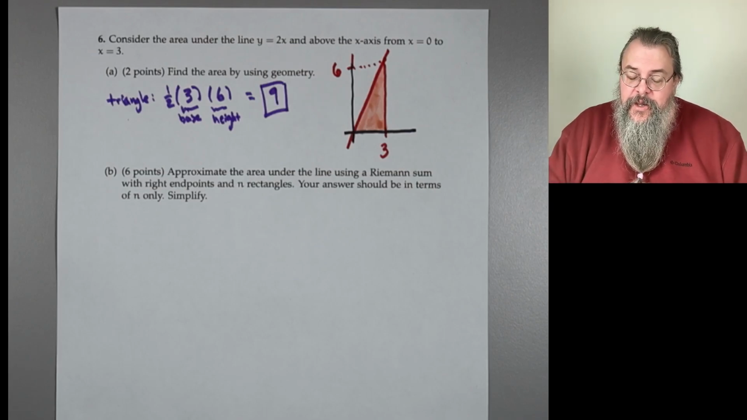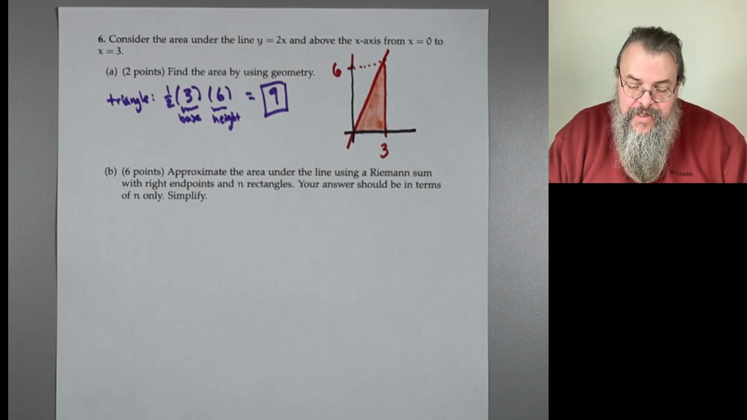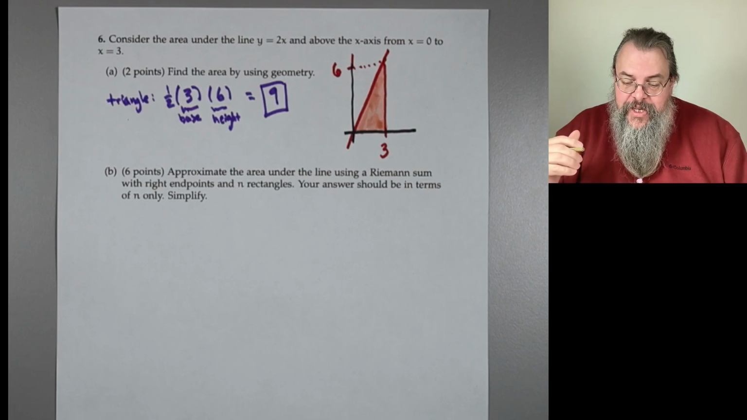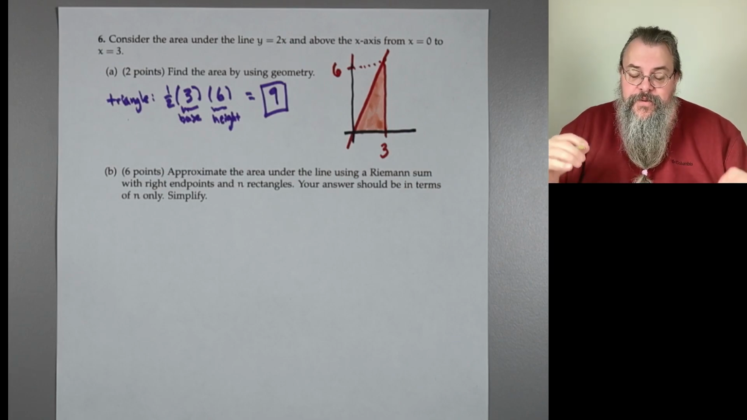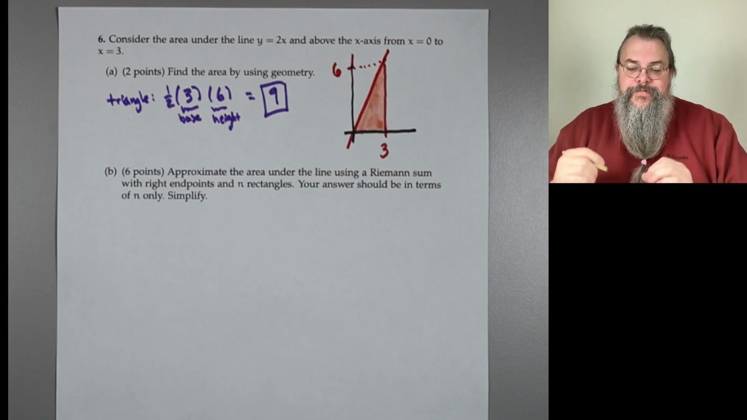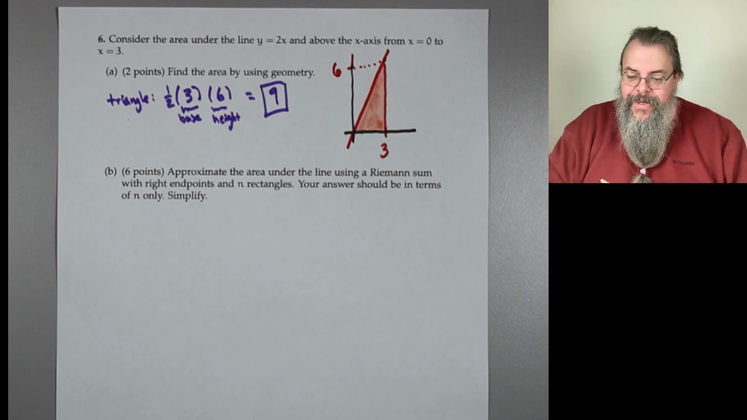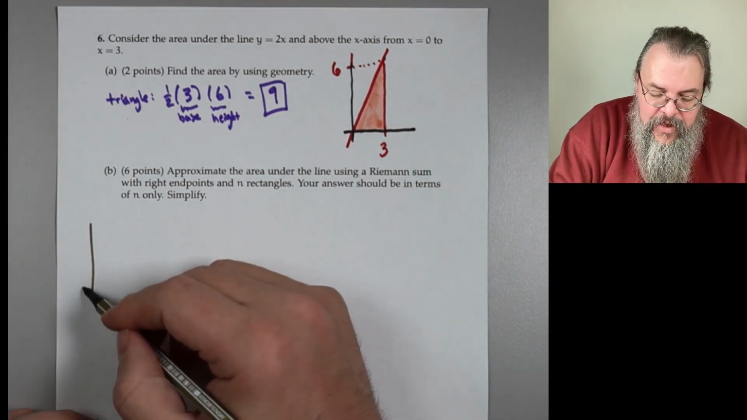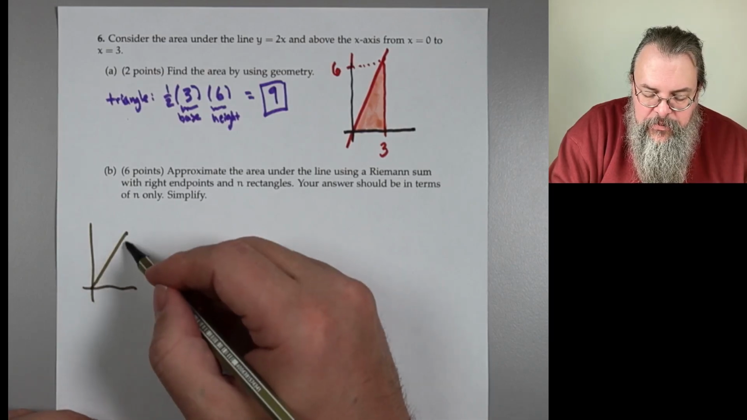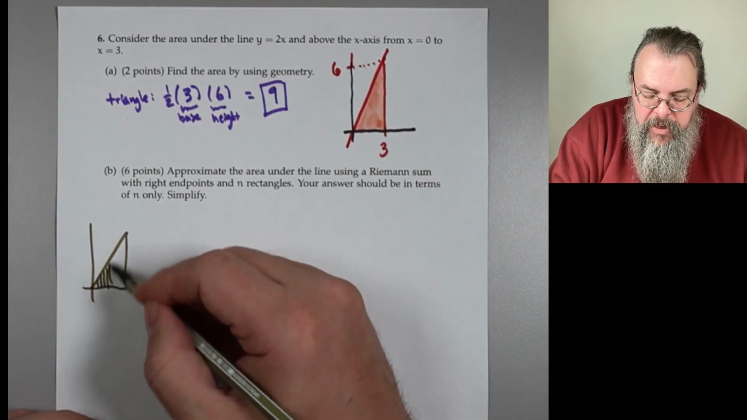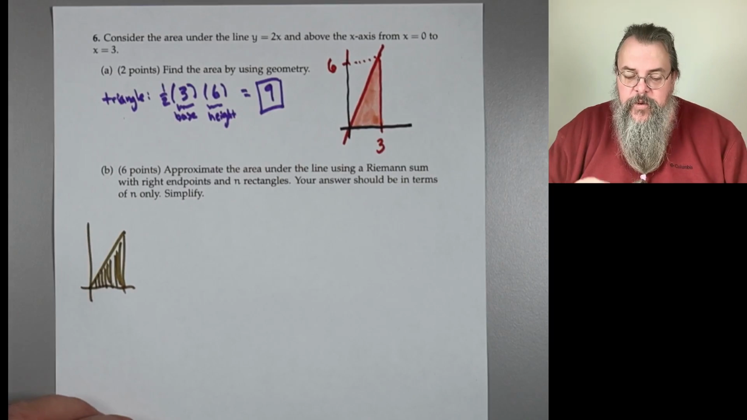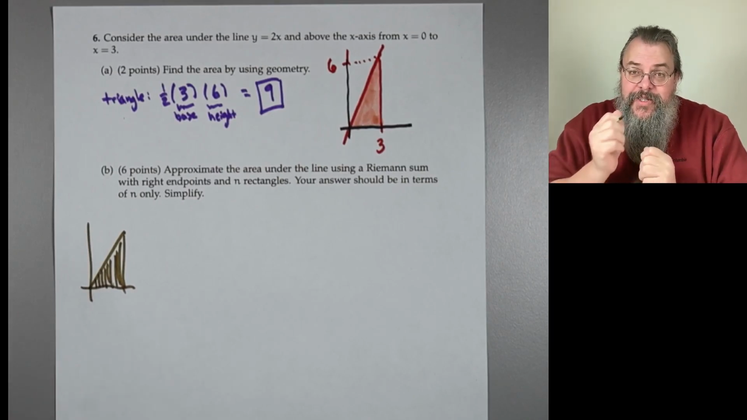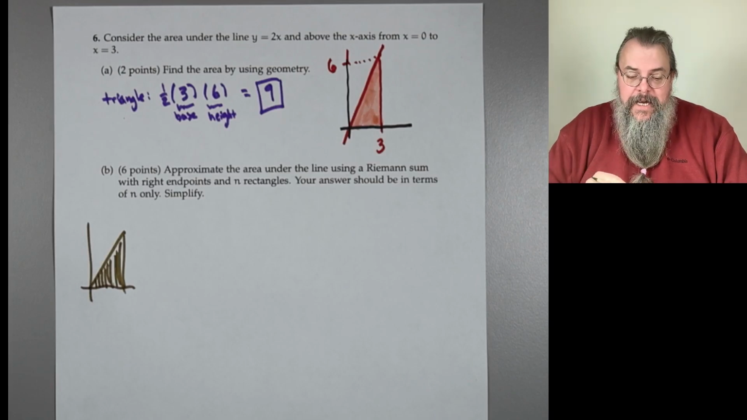Approximate the area under the line using a Riemann sum with right endpoints and n rectangles. Your answer should be in terms of n only. Okay. All right. Now, what's the idea? Well, the idea here is we're going to take this region and splice into lots of little tiny slices. So we're going to have n pieces. Now, for each piece, we're going to say what's the area of that piece. We're going to add them up.